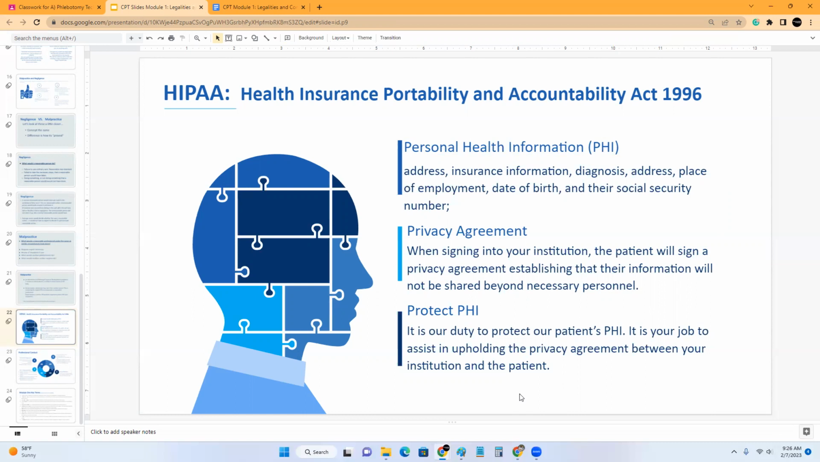Privacy agreements. So when you first start working at an institution or facility, there is going to be paperwork somewhere that says that you agree to hold this information, patients, PHI, coworkers, all that stuff, private and not share it. Okay. Remember, your duty is to protect a patient's personal health information, their PHI. All right. You can be fired. You can be fined, and you can get in trouble for sharing that information.